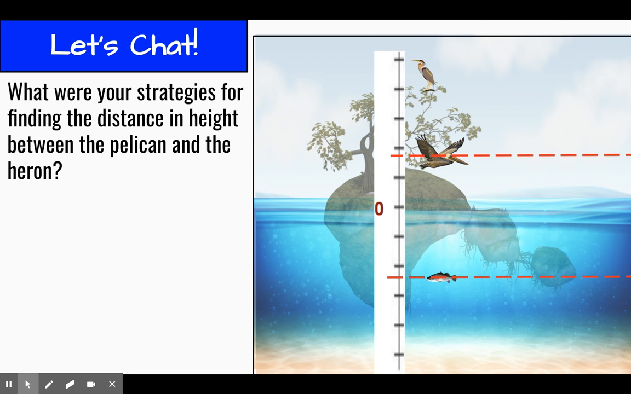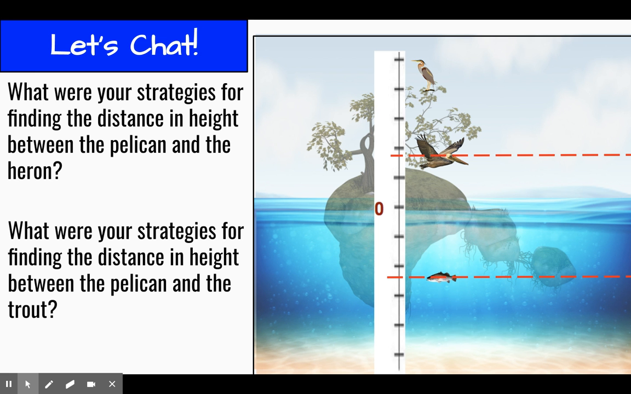So let's talk a little bit. It says, what were your strategies for finding the distance and the height between the pelican and the heron? And what were your strategies for finding the distance and the height between the pelican and the trout? And I'm going to ask one or two of you just to go ahead and answer this question. And you guys can go ahead and unmute yourself for this portion.